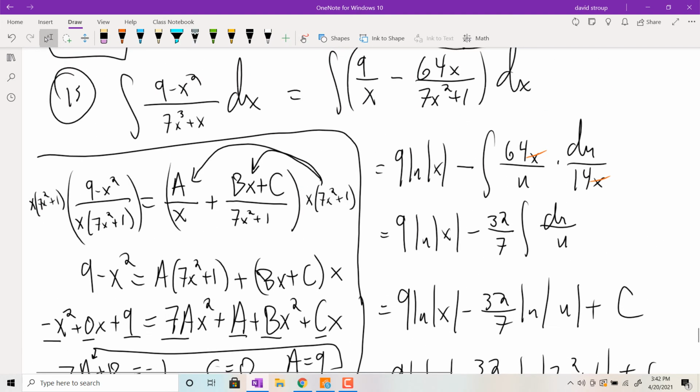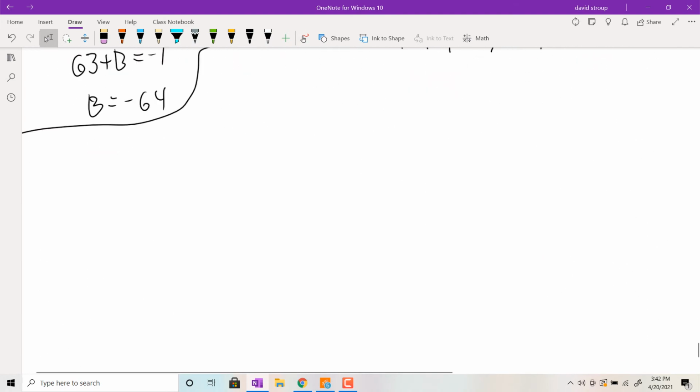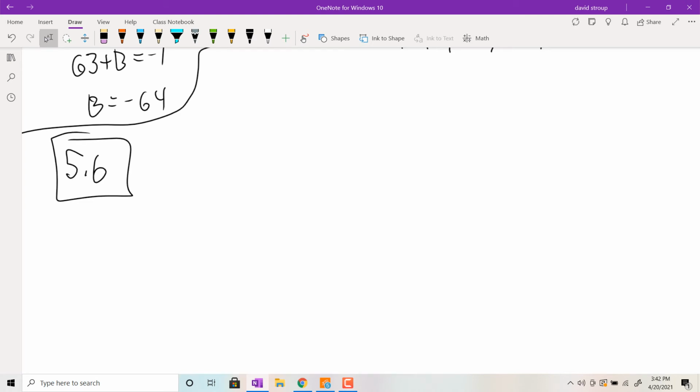Okay, so 8.5 stuff. 5.6 was on limits using L'Hopital's. So let's look at a generic one: as x goes to 0, sine of 5x all over tan of 9x.